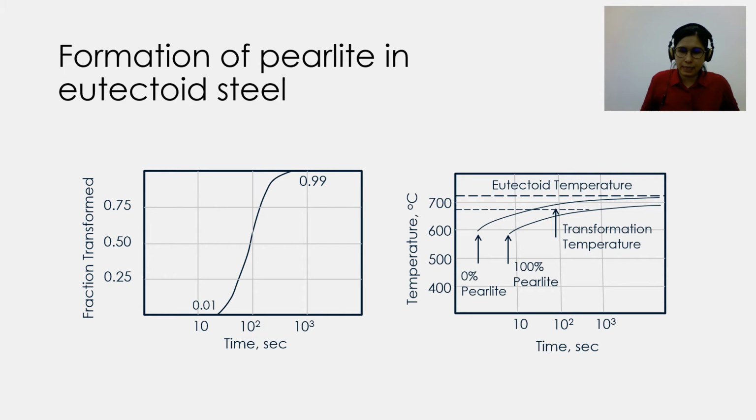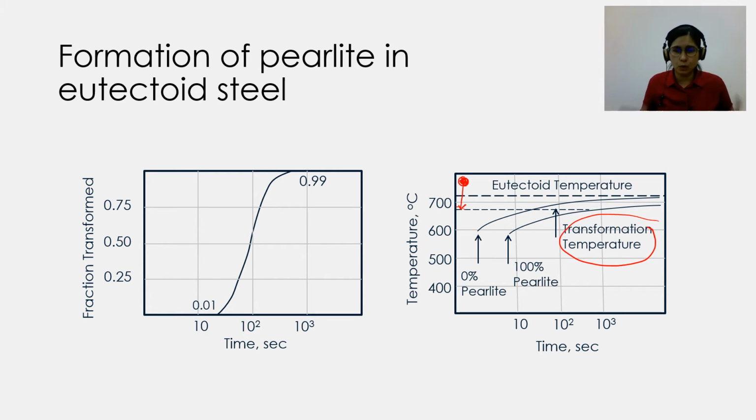So if, let's say, this is the temperature that we choose, what we do is we heat up the steel that you have in hand to become austenite. So above the eutectoid point, everything will be in austenite phase. And what we need to do is to quench it to this temperature and hold it at that temperature until the transformation begins and ends.